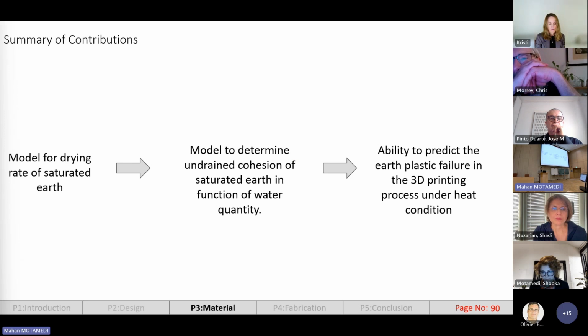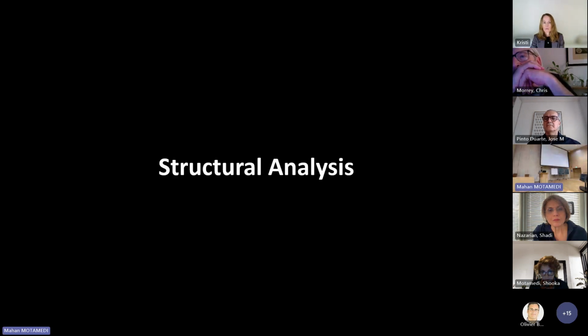So the summary of the contribution of this chapter is that first we defined the drying rate of saturated earth, and we modeled to determine on-grain cohesion of saturated earth as a function of water quantity. We have achieved two models. And now we have the ability to predict the plastic failure of the material under heat conditions. Now we have a good understanding of the material evaporation rate and its on-grain cohesion. We can start structural analysis.